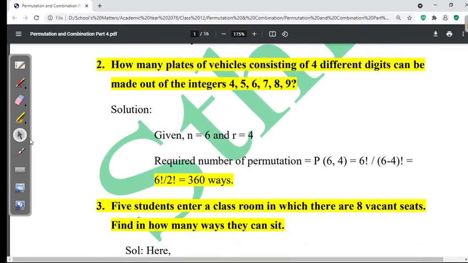And second question, dear students: how many plates of vehicles consisting of 4 different digits can be made out of the integers 4, 5, 6, 7, 8, 9? Here the numbers are not repeated, but we have to fill up only a 4 digit number. So for a 4 digit number, n is 6, r is 4, no repetition. That's why the required number of permutations is P(6,4), that is 6 factorial by (6 minus 4) factorial, that is 360 ways. Now question number 3, dear students.